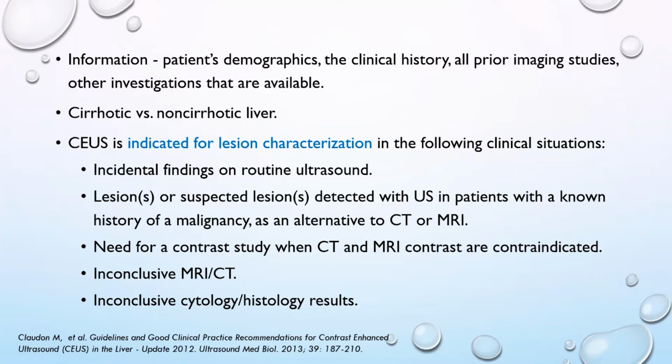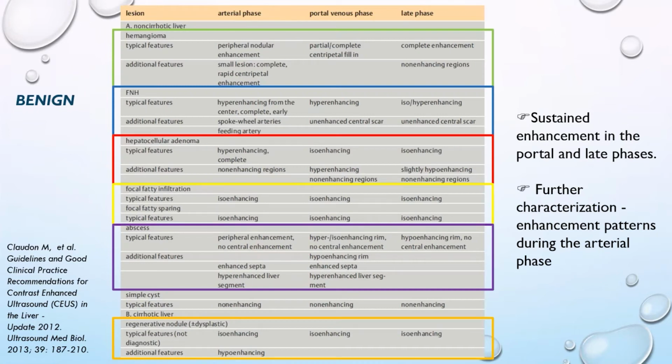You can use it whenever you have lesions or suspected lesions that are detected on ultrasound in patients with a history of malignancy, as an alternative to CT or MRI. Whenever you cannot do CT or MRI because there is a contraindication for the contrast that we use in both techniques, and it is also useful when you have inconclusive imaging techniques or inconclusive cytology or histology. And actually, we base the diagnosis on some very important parts.